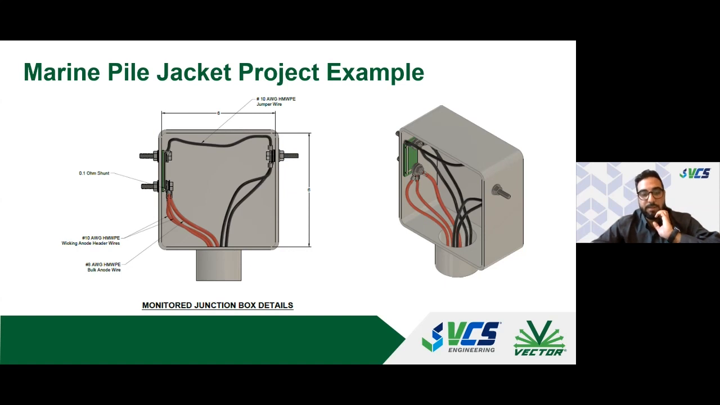And so here's an example of a typical junction box or monitoring box. We can see the red wires are all the anode wires coming in and terminating to one end of the shunt. And our structure wires are coming in and terminating to the other end of the shunt. And this shunt has a known resistance. So we're able to measure the current output of the anodes and see how much current the anodes are producing.